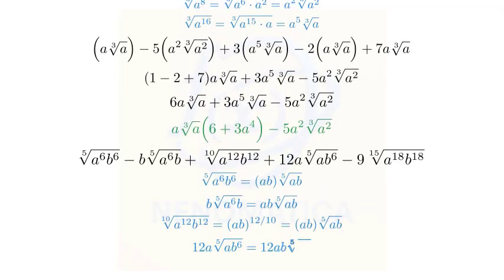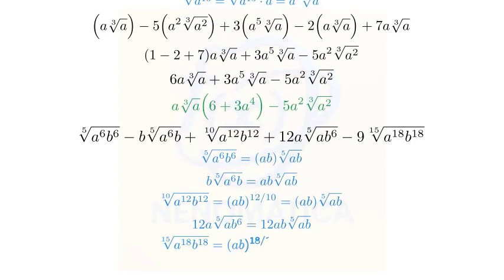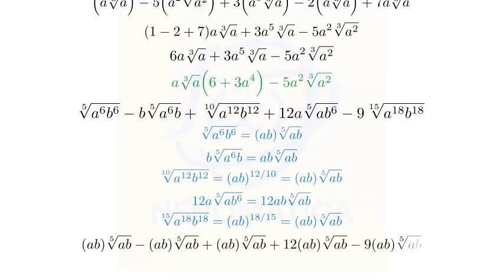12 times the fifth root of ab to the sixth equals 12 ab times the fifth root of ab. And the 15th root of a to the 18th b to the 18th is ab to the power 6/5, so 9 ab times the fifth root of ab. Now rewrite the entire expression using that common factor and combine coefficients. Add the coefficients 1 minus 1 plus 1 plus 12 minus 9 to get 4.